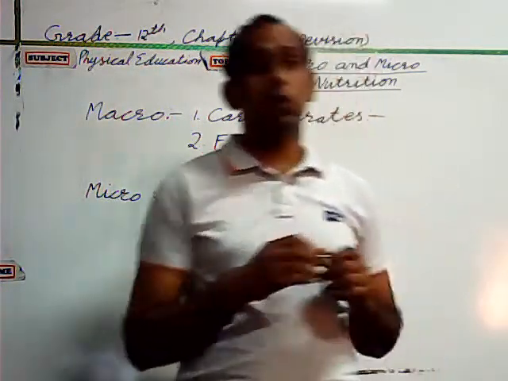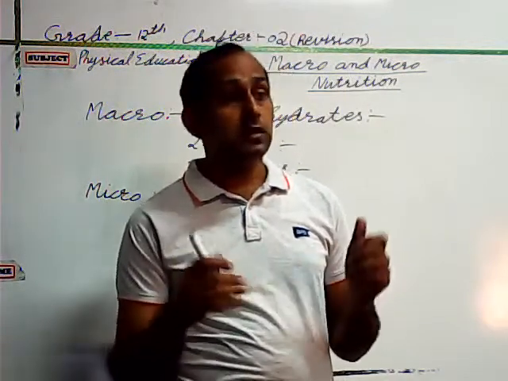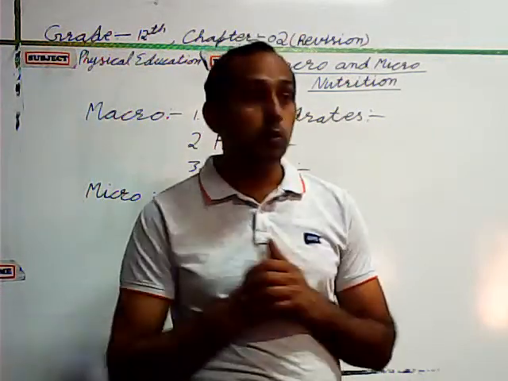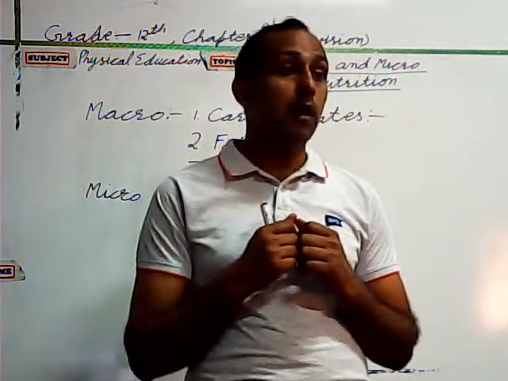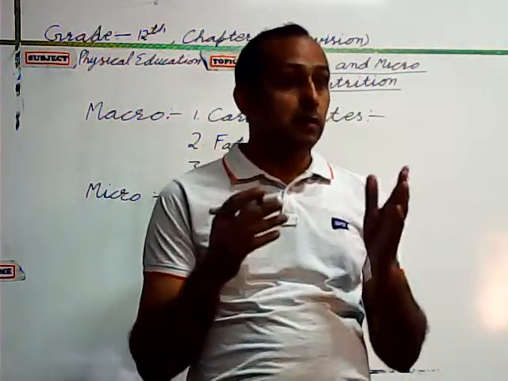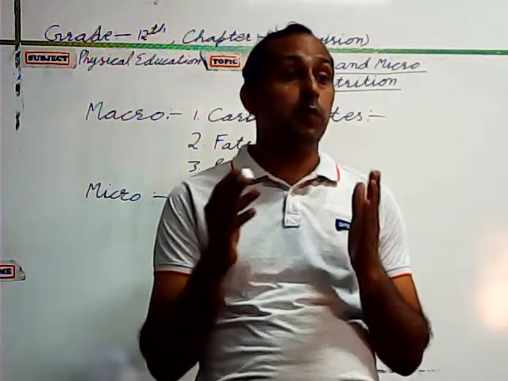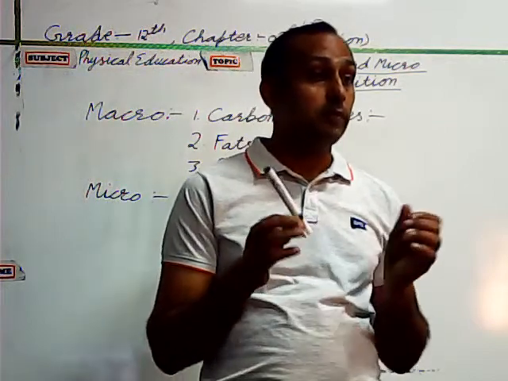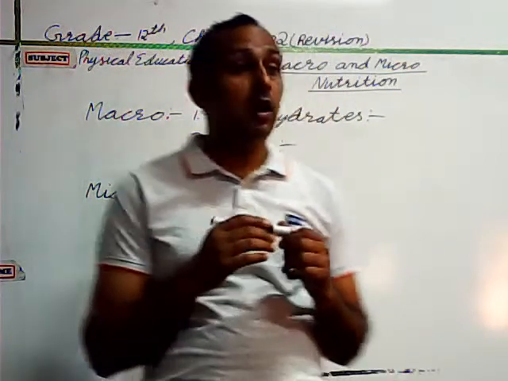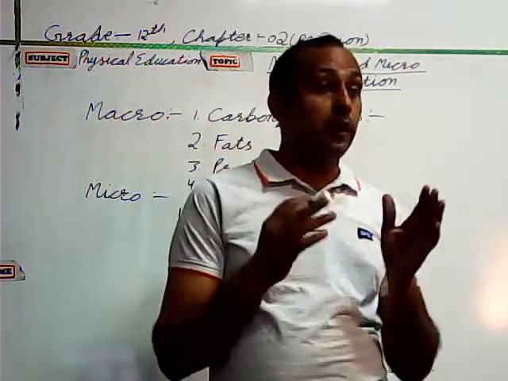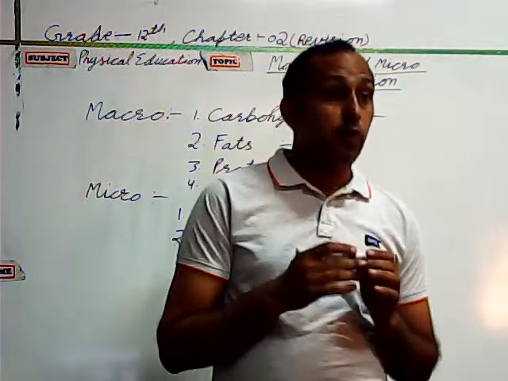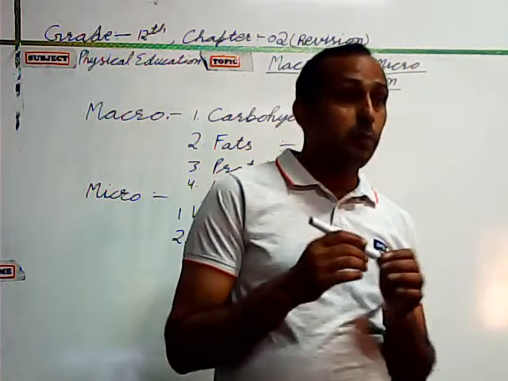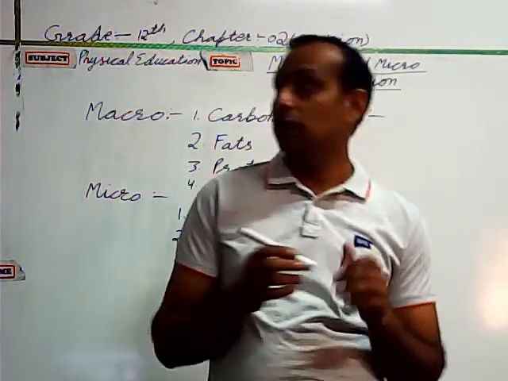Next are the micro minerals. These are required in very small amounts by the body, for example 0.1 gram of each trace element per day. First is copper. Copper helps in the formation of hemoglobin in blood along with iron. It is present in dry fruits, meat, and eggs.